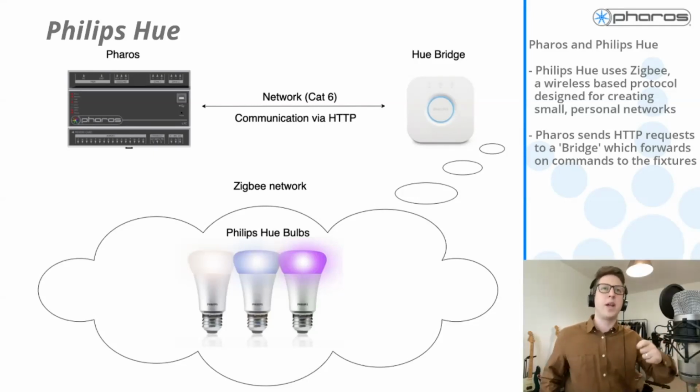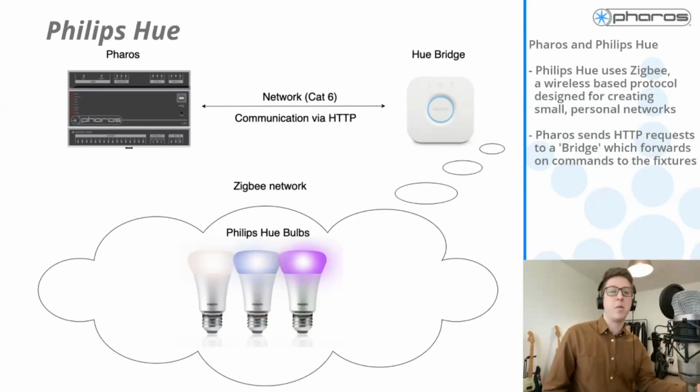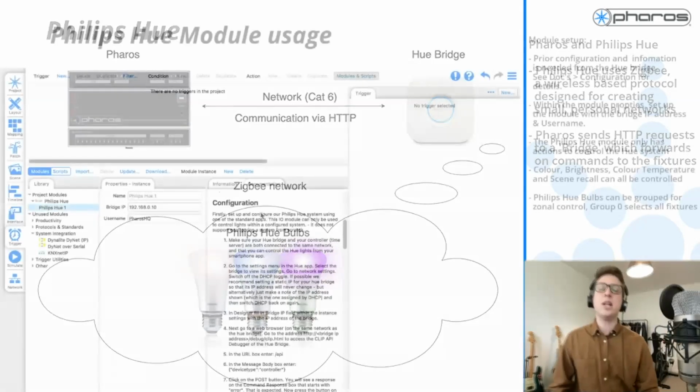The one difference between Hue and something like Cicato, though, is that Hue is more for the residential market. I think it's a little bit more basic. You can't return as much information from the system. It's, again, just more command-based. But again, it's still pretty powerful, and it may be something that you want to integrate with Pharos. So let's have a look at the module now.